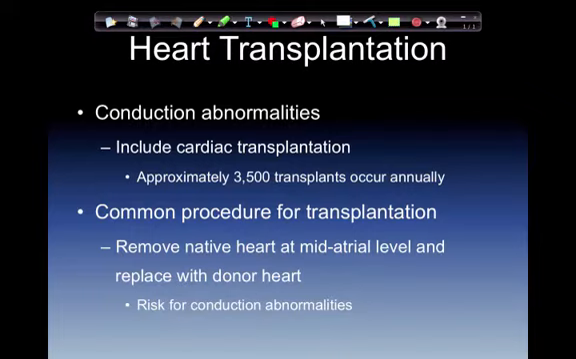Heart transplants. About 3,500 transplants occur annually. Now, whenever they transplant a heart, it becomes denervated. So your heart normally has parasympathetic nerve attached to it, but at the point that they put somebody else's heart in there, very simply, they don't reattach that nerve. So these hearts are denervated, so atropine may not be effective at all on the bradycardias. Common procedure for transplants: remove the native heart at the mid-atrial level and replace it with the donor heart. And there's a high risk for conduction abnormalities whenever this occurs.